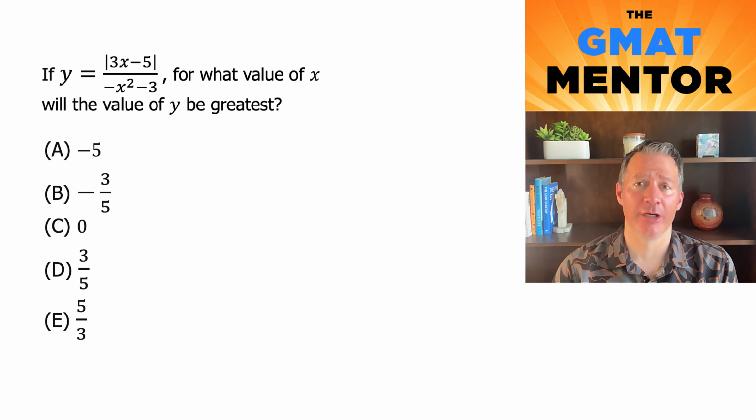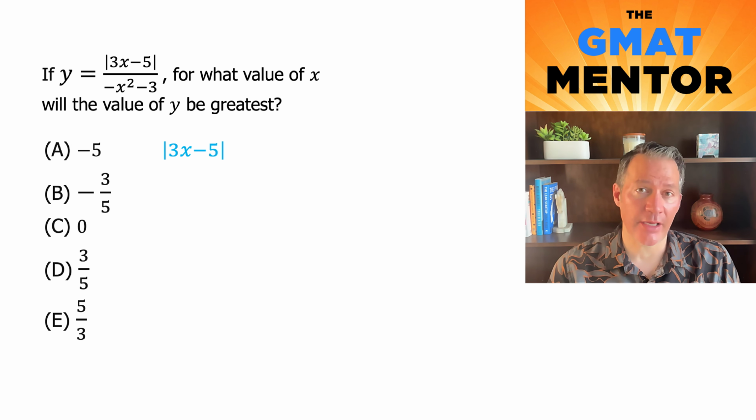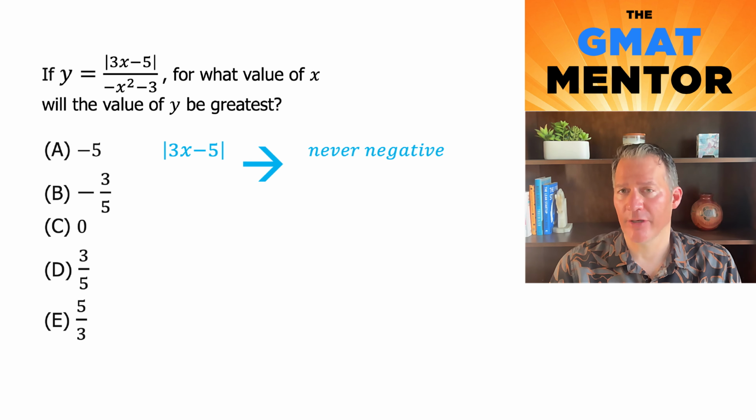You could backsolve here, but plugging answer choices, including fractions, into another fraction is going to be slow and messy. So let's look at the structure instead. We want the value of x that makes y as great as possible. First, look at the numerator. It's an absolute value, so it can't be negative. Now look at the denominator.